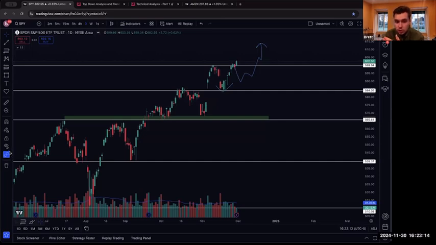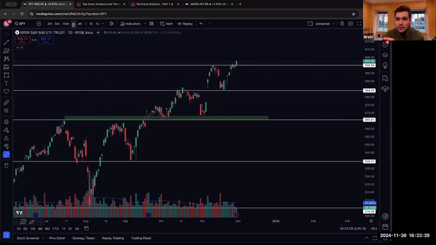Now, granted, you could still short the resistances. You could still look for shorts at resistance for downside moves, but you're going to be against the grain. You're against the grain if you are against the daily uptrend, right? And that's the general rule of thumb. Now you can take it a step further. So this is just the daily time frame.